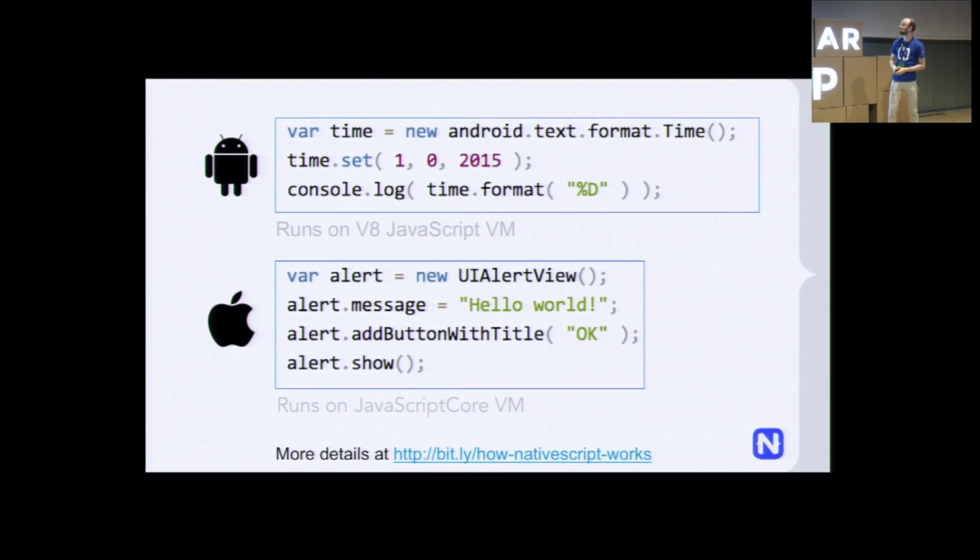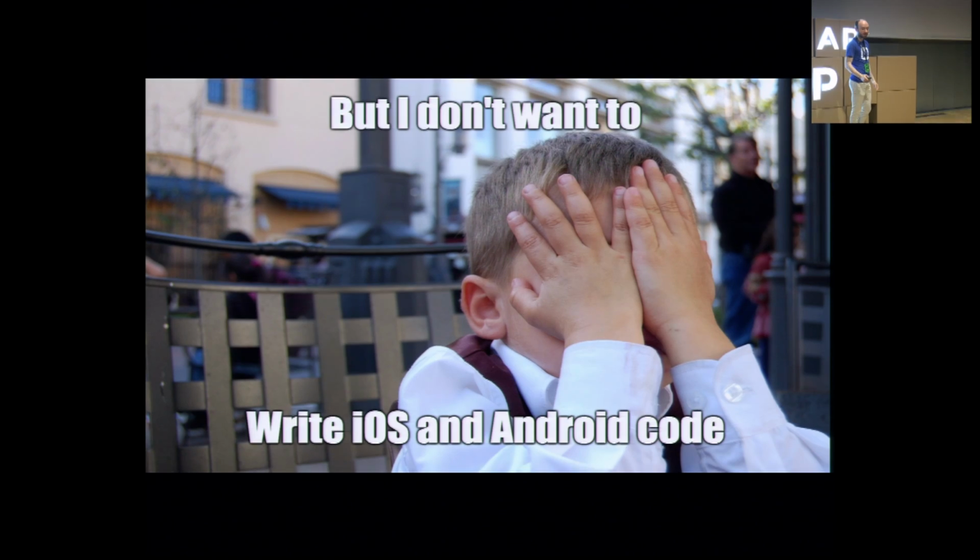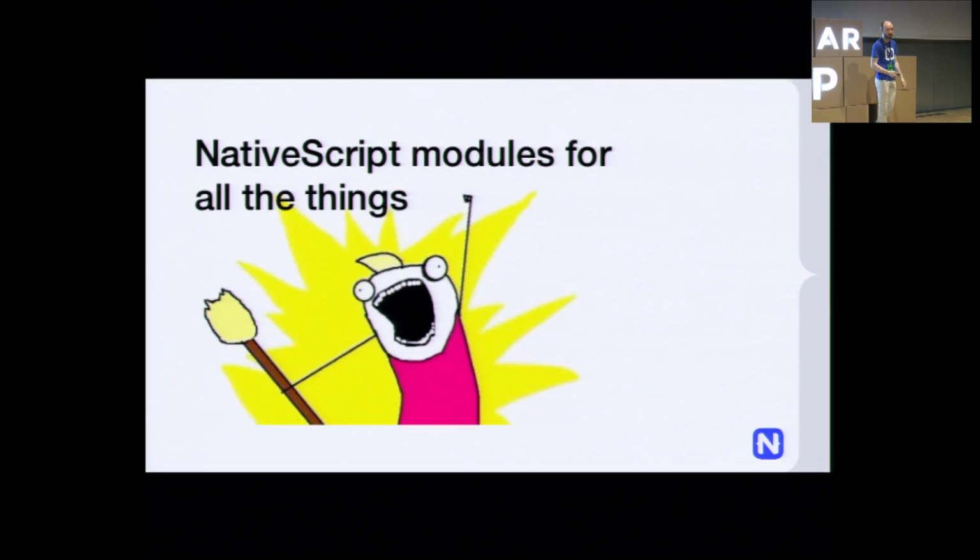I'm not going to get into too much detail on how it works, but that's the idea. But obviously, you don't want to write iOS or Android code specifically all the time, right? Yes, you can do it, and sometimes you might need it, but most of the time you shouldn't need to. So what we have are these things called NativeScript modules. The modules pretty much are the abstraction layer over everything that you might want to use, be it a camera or something in the UI.